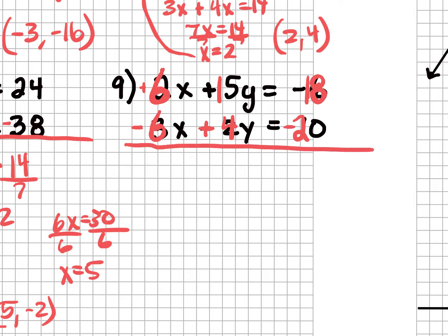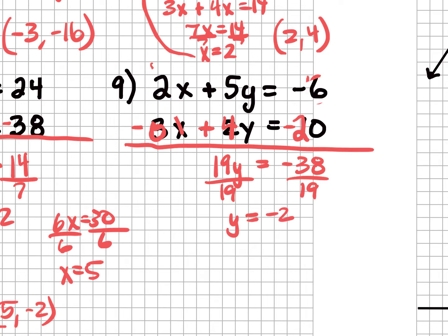Okay. So these cancel each other out, and we get, 15 plus 4 is 19y equals negative 18, and negative 20 is negative 38. So I'm going to divide by 19, and y equals negative 2. All right, so I've got some ugly cancellations up here. If y is negative 2, I'll plug it into that equation.